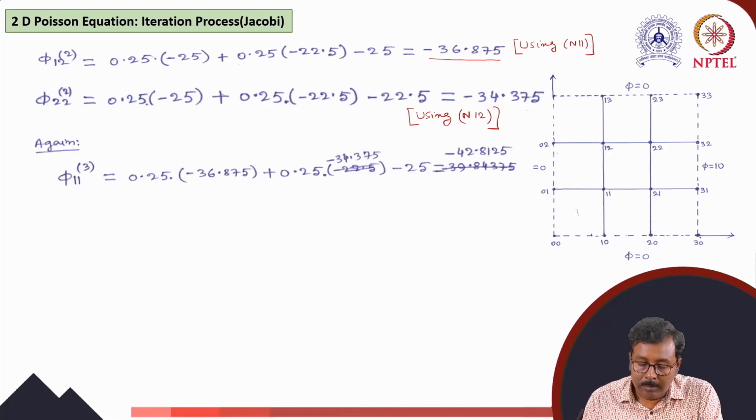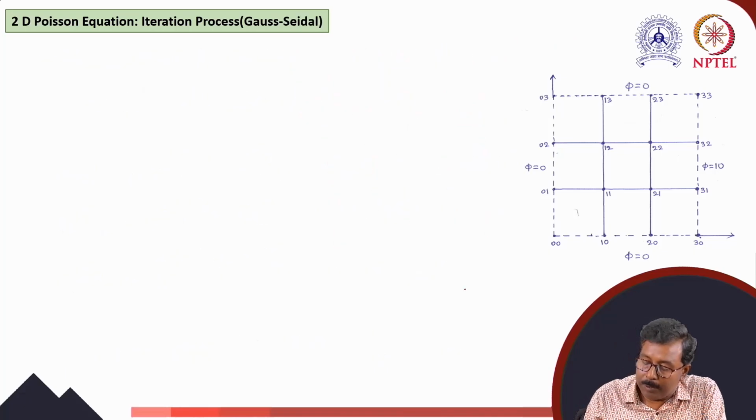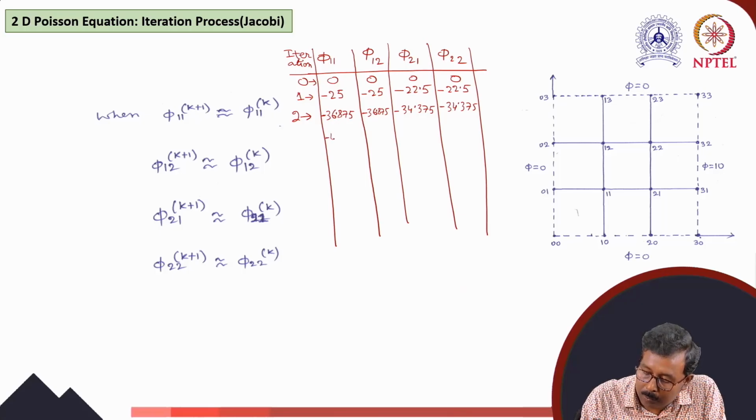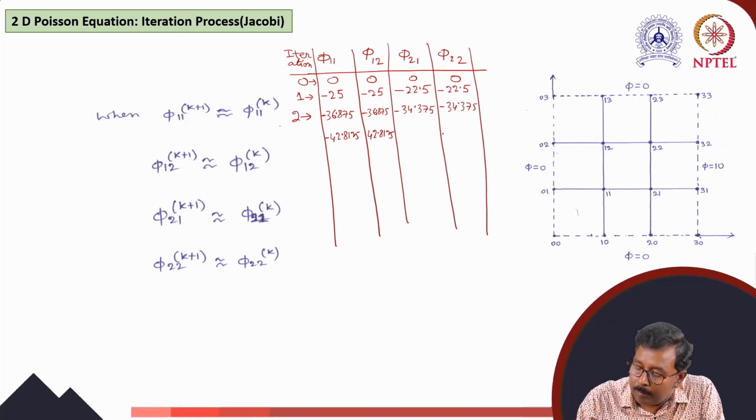Then the third iteration: minus 42.8125, minus 42.8125, minus 42.8125, minus 42.8125, and minus 40.3125, minus 40.3125, minus 40.3125 for the others.